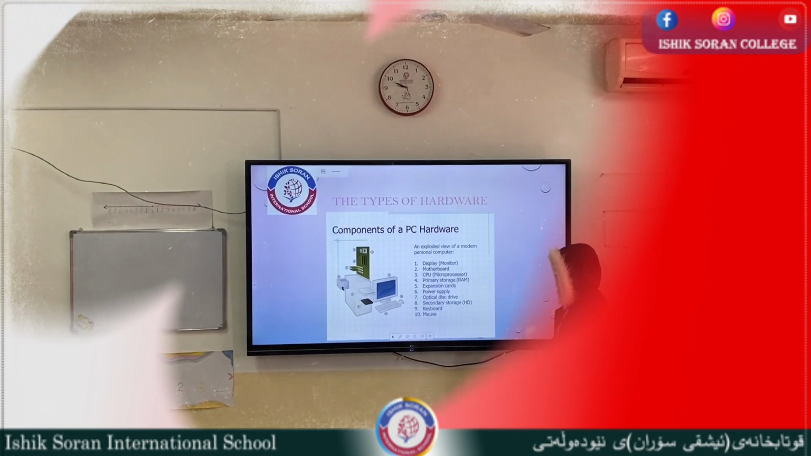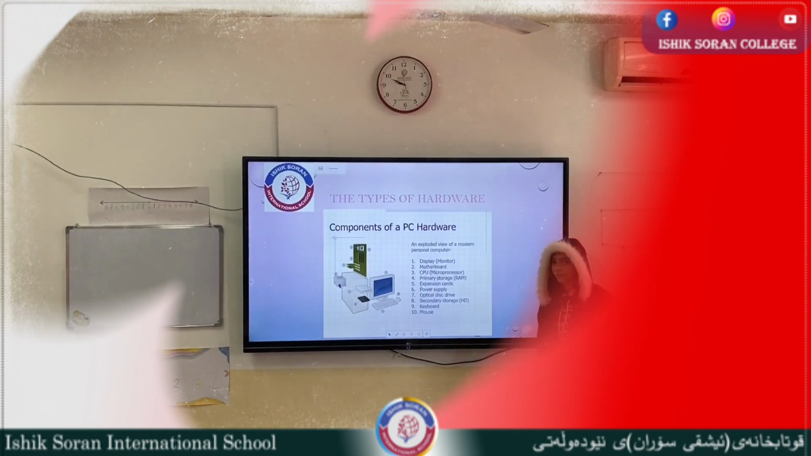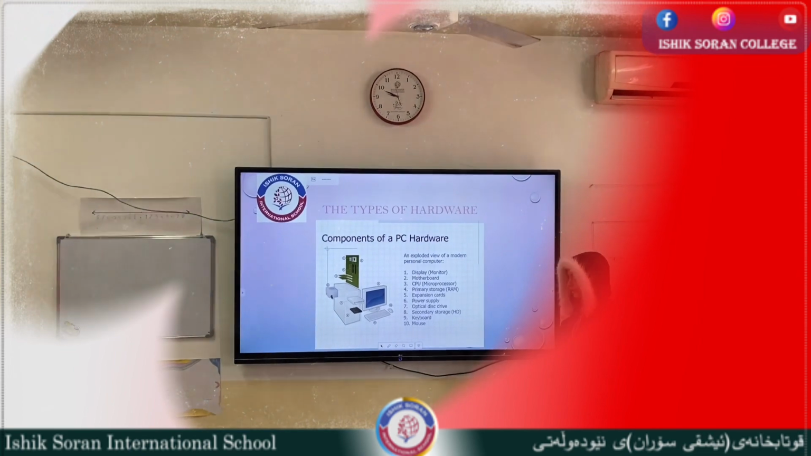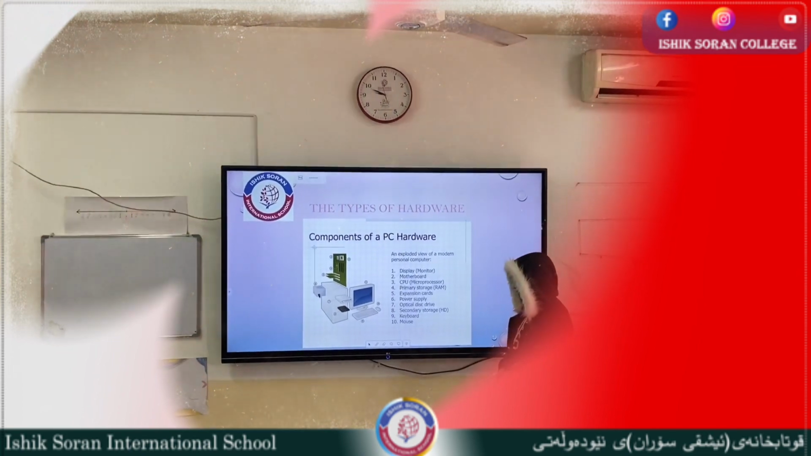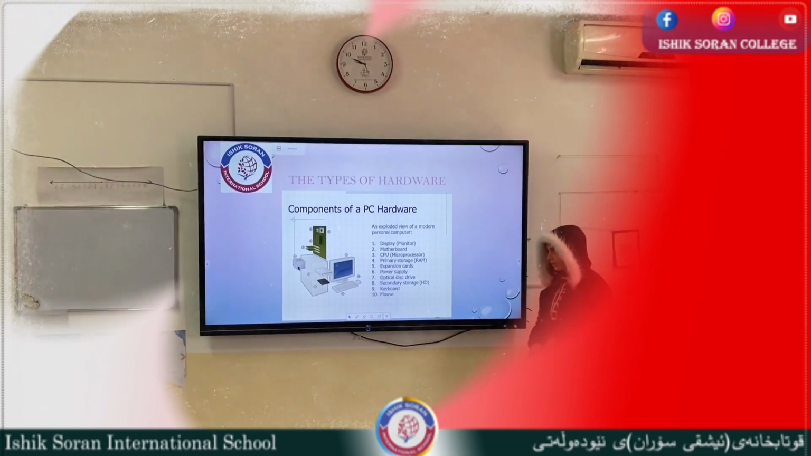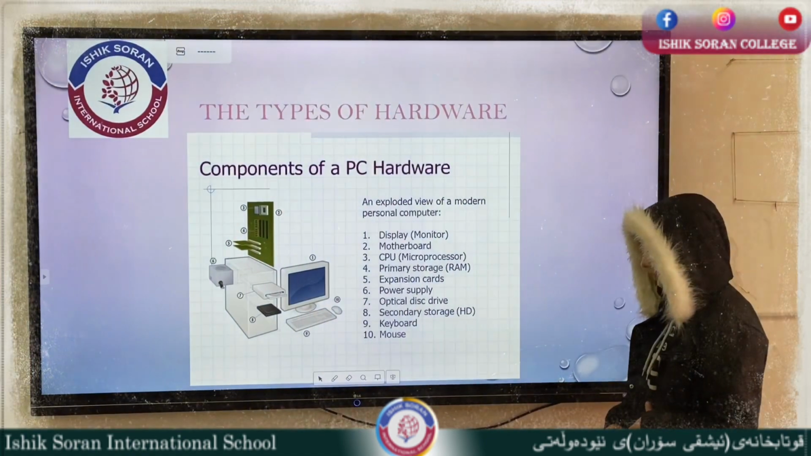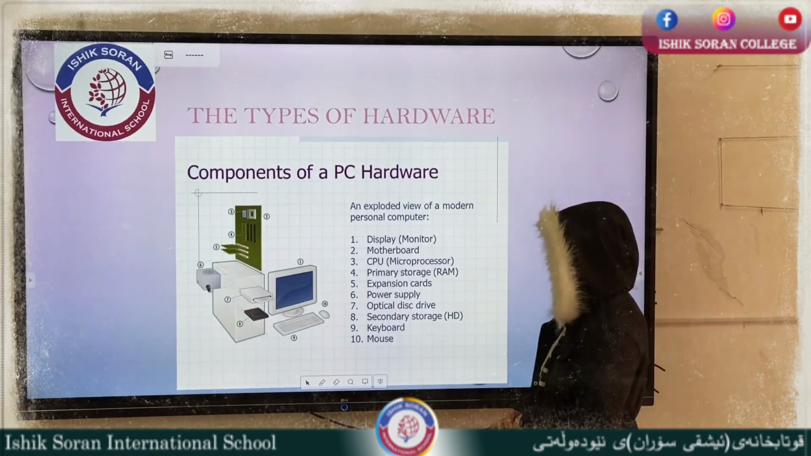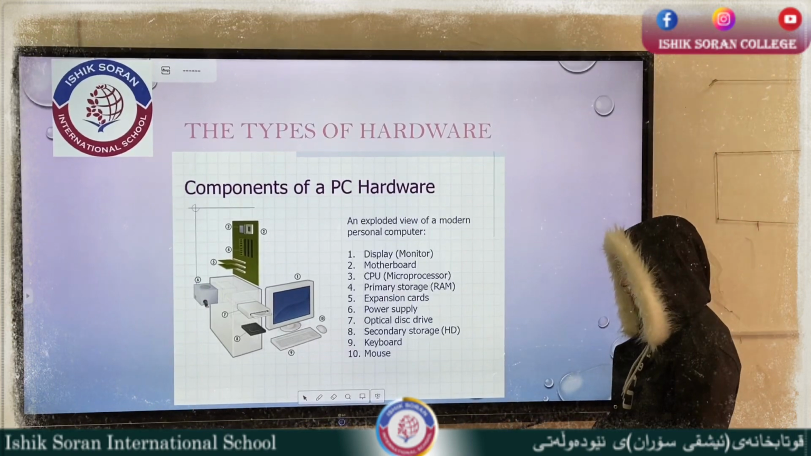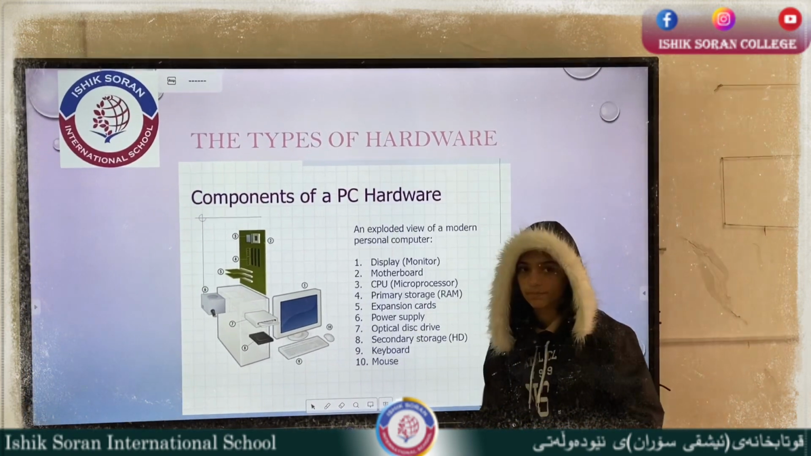The types of hardware. Components of PC hardware. We have monitor, motherboard, CPU, mouse, keyboard, power supply, primary storage, expansion cards, secondary storage, and optical disk drive.